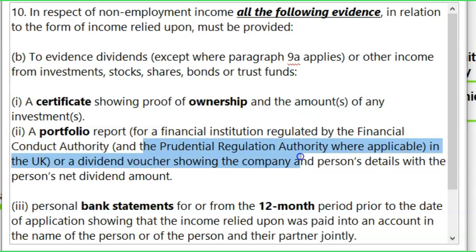And where it applies, it should also be regulated by the Prudential Regulation Authority, or they say that they can accept dividend vouchers, but it has to be with your name on it.